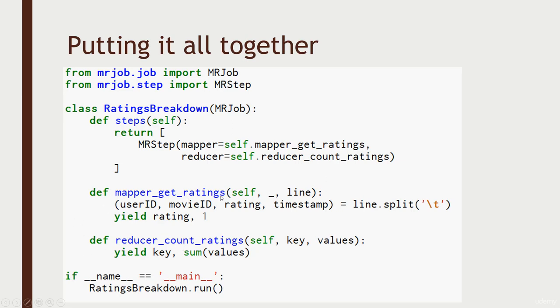So we then define our mapper, which again takes each input line, breaks it out by tab characters, and returns a key value pair of the rating and the number one. And then we define our reducer, which takes each unique key and a list of all the values, all the ones associated with that key, and returns the rating and the number of times that rating occurred.